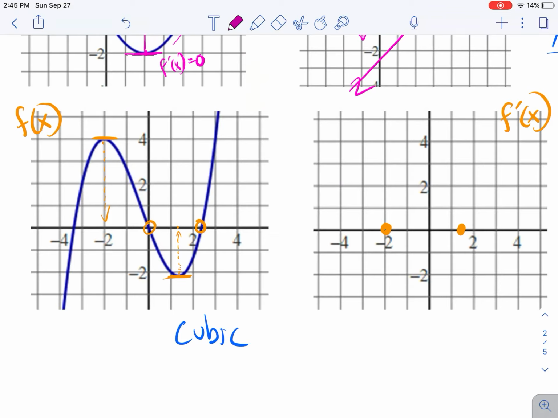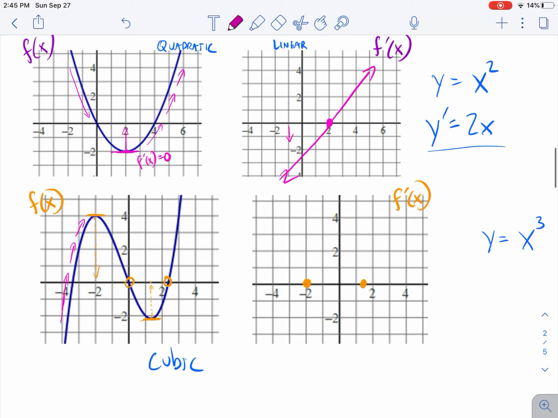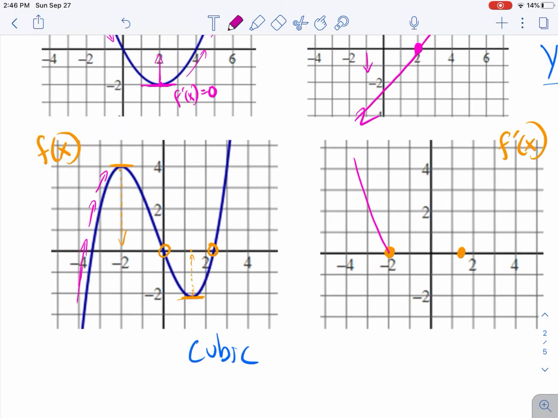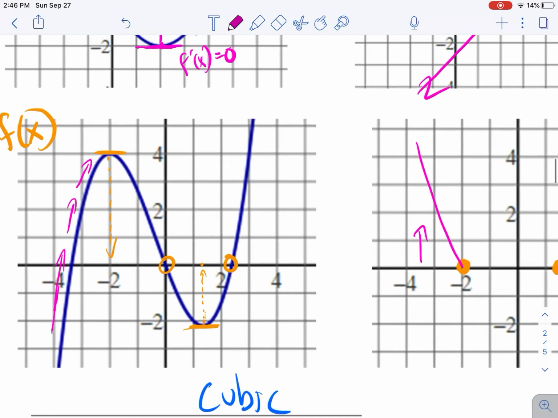Let's see. Before the -2, always read it from left to right. Look, it's increasing. It's clearly increasing going up. What does that mean? F of x increasing means derivative is above the x-axis. Cool. It's all above the x-axis. Excellent. That's it. Again, I don't know the exact angle that it is, but as long as these values are above the x-axis. How about after the -2?